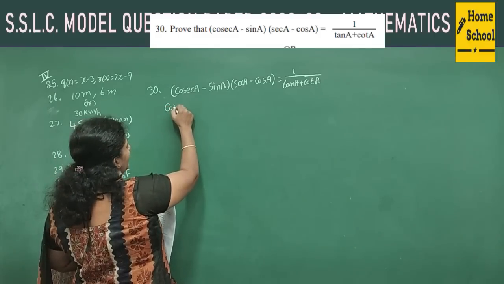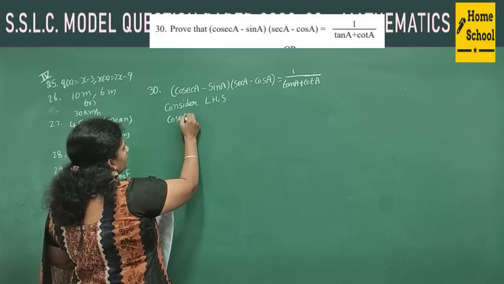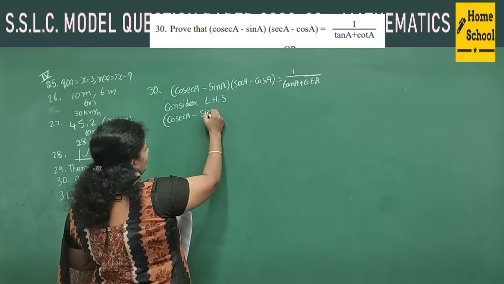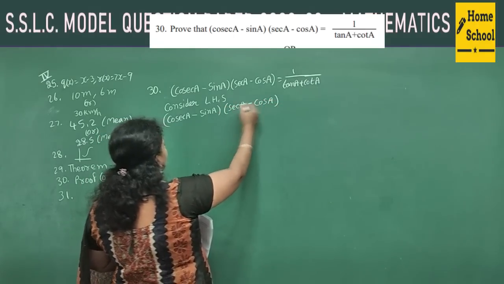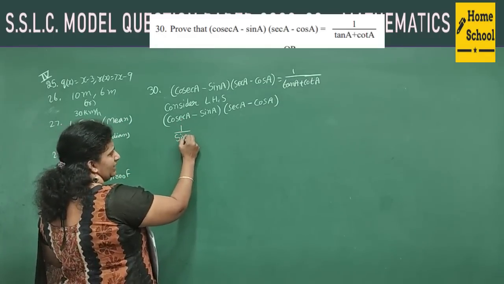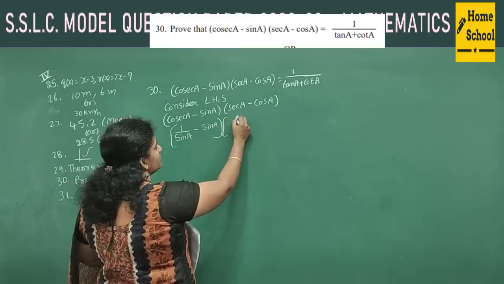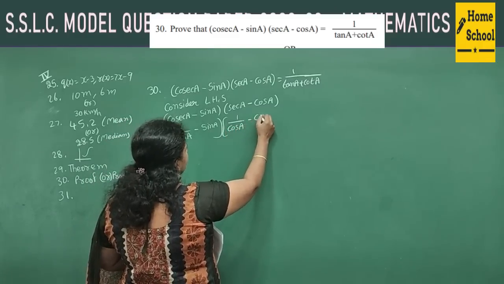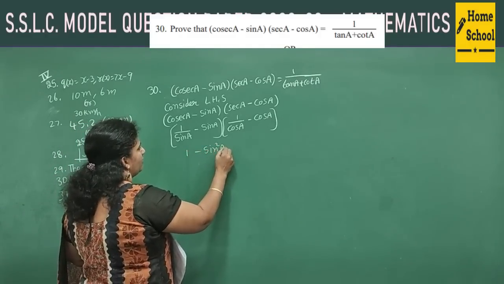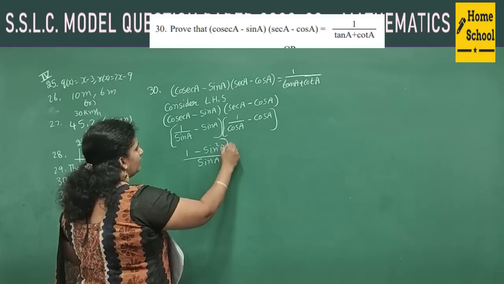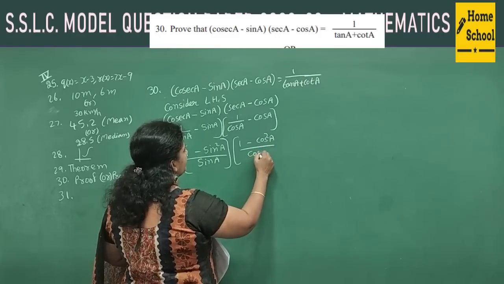Now let me consider left hand side. Consider left hand side. (Cosecant A minus sin A) into (secant A minus cos A). Cosecant A I can write as 1 by sin A minus sin A, into secant A can be written as 1 by cos A minus cos A. Now do LCM. (1 minus sin square A) by sin A into (1 minus cos square A) by cos A.